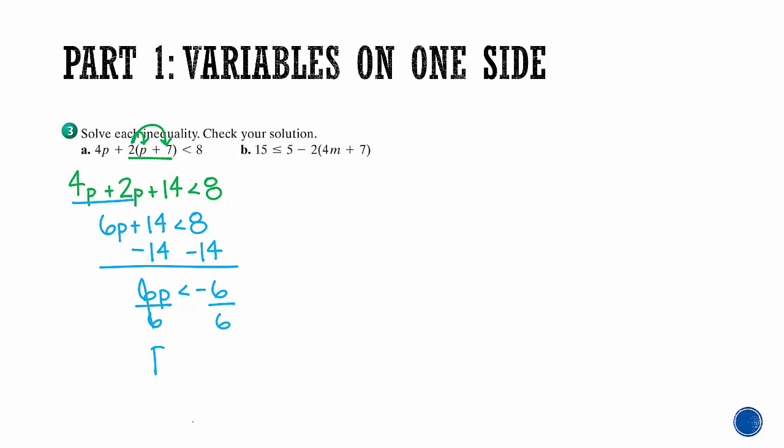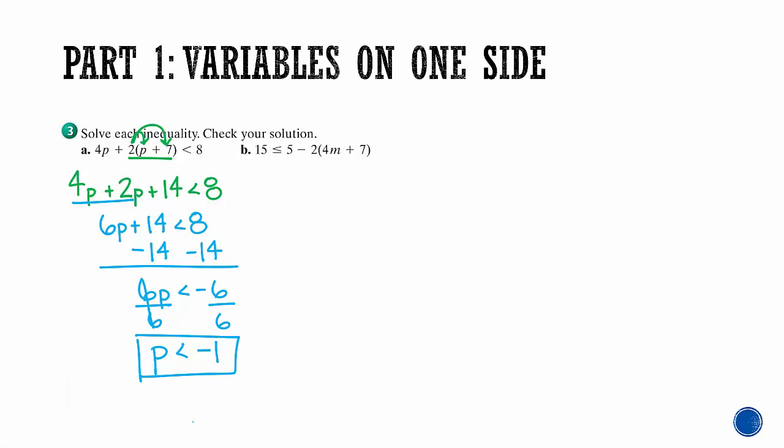Now be really careful here. We divided by a positive 6. So even though our answer is going to be negative 1, our sign is going to stay in the same direction. Remember, that only happens when you multiply or divide by a negative number. And you can still check this. We want all the numbers that are less than negative 1.